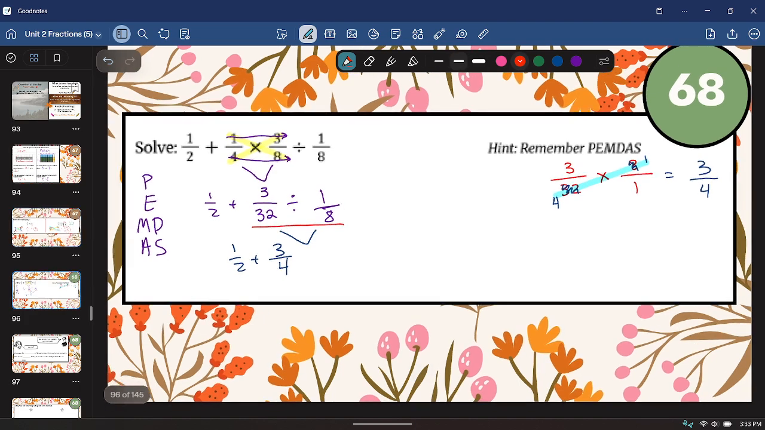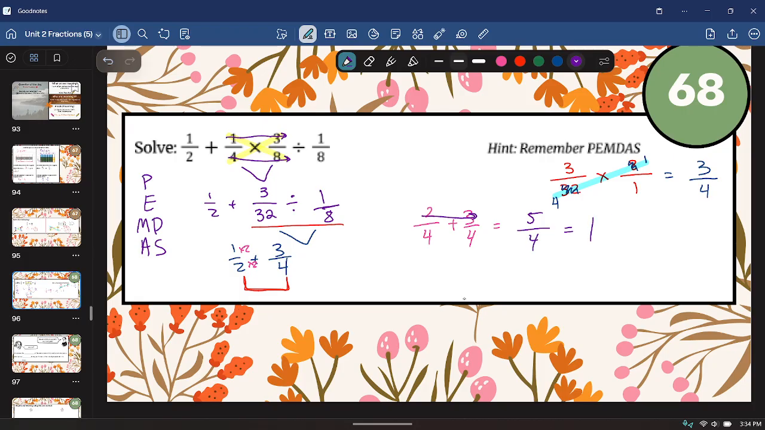Last but not least, we've got to look here. We need a common denominator. Remember, when we add and subtract fractions, we have to have a common denominator. So I'm going to scale up 1/2 by multiplying both the top and the bottom by 2. I'll get 2/4 plus 3/4. We only add across the top, and we'll get 5/4, which is equal to 1 and 1/4. That is your answer.